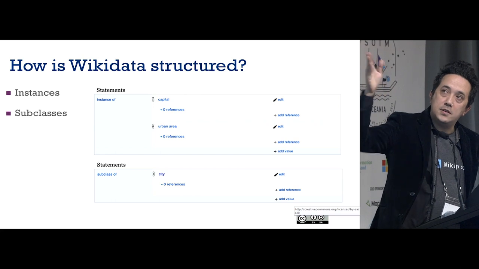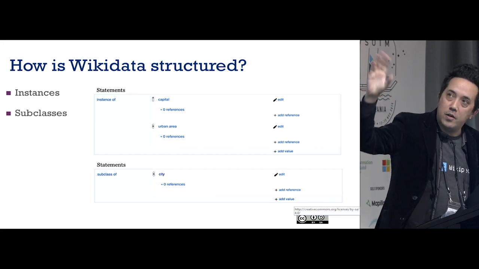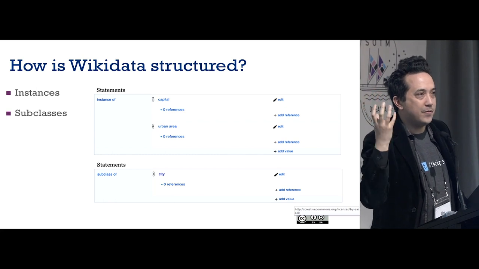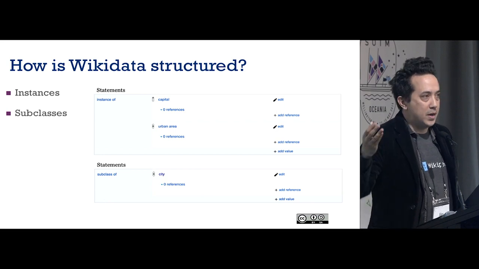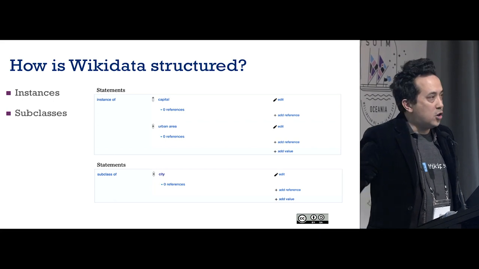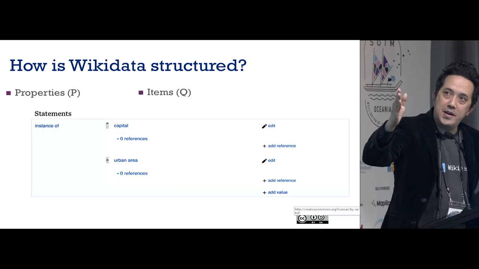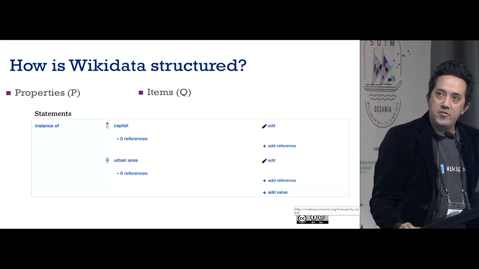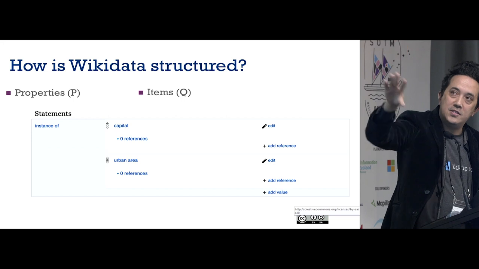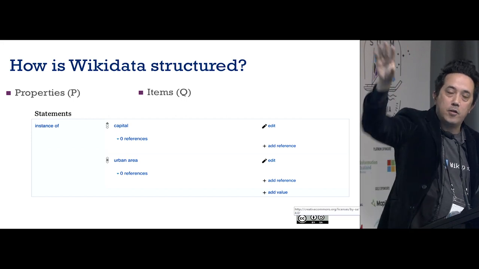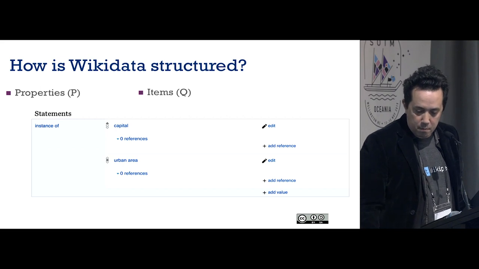Each item will be one of two things, or sometimes both, but generally not. Generally, it's one or the other: an instance, which is a specific object that exists, or a subclass, which is kind of like an ontology tree. So you can have a city is a subclass of a human settlement, and so on, or a capital city is a subclass of a city, and so on. And you'll also see on Wikidata properties and items. So I mentioned those in the triple definition. As I said, this is an item for the city of Wellington. It's an instance of a capital city and an urban area, and it's linked to other items. So capital and urban area are also items in Wikidata, and they're subclasses of other things and so on. And so that's how it's all built out.